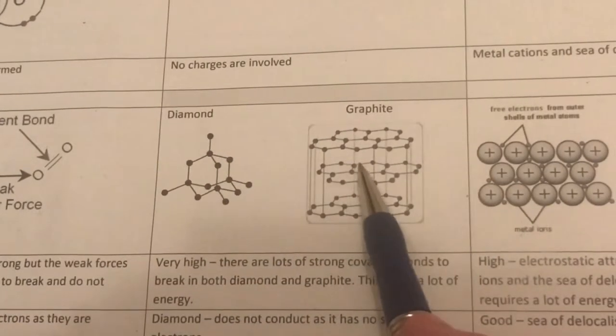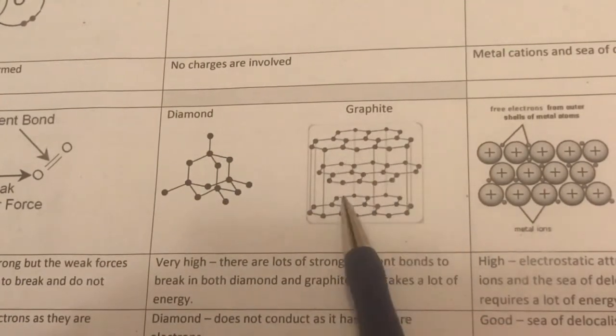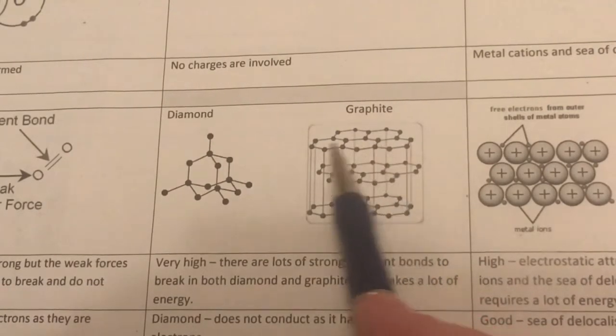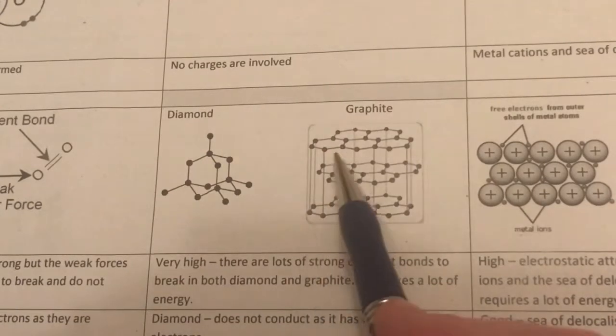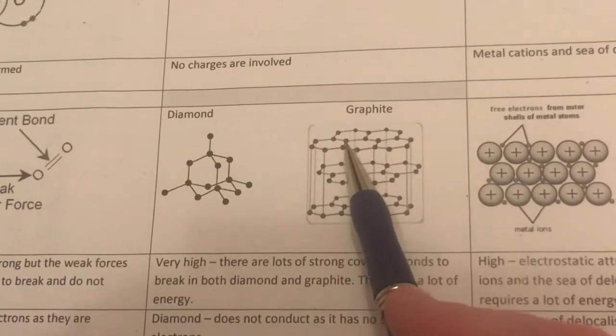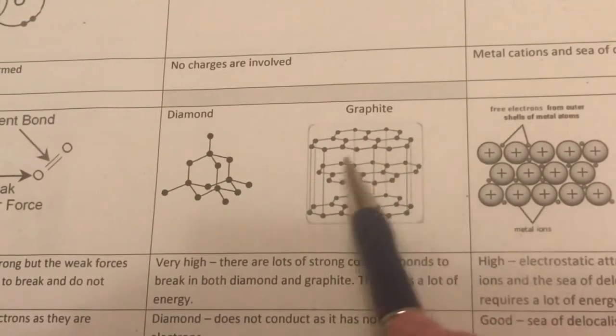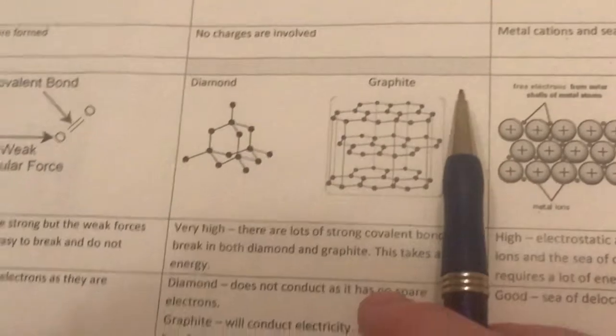On this side is graphite. So in between, there's my layers. And in between these layers are these weak forces that allow the layers to slide. If I pick on this carbon here, you can see it's got 1, 2, 3 bonds. Therefore, it's got that delocalized electron, so able to move through this structure and carry electrical charge.